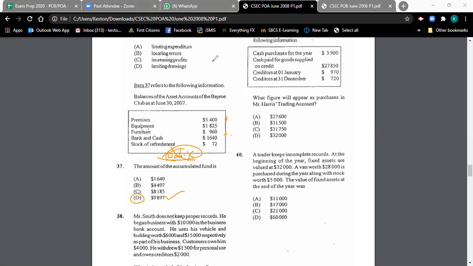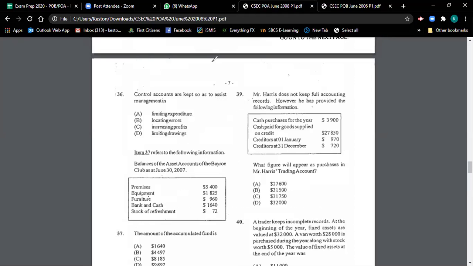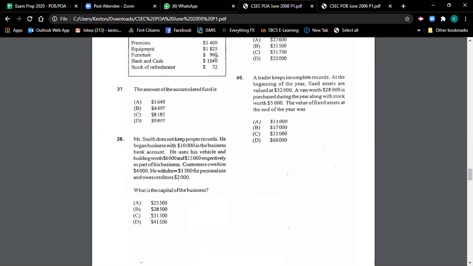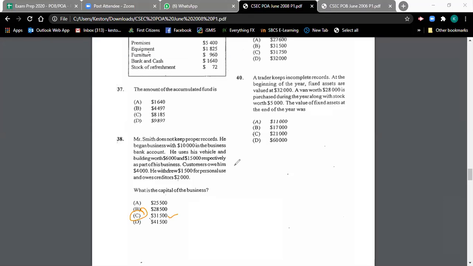Good. 38. Mr. Smith does not keep proper records. Right? He uses incomplete records. He began his business with $10,000 in the bank account. He uses his vehicle and building with 6,000 and 15,000 respectively. Customers owe him 4,000. He withdrew 1,500 for personal use and owes creditors 2,000. What is the capital of the business? Yes, that's correct, Simon. Ariana has C as well. 31,500. Very good, guys. Well done. This one repeats a lot, so pay attention to that.